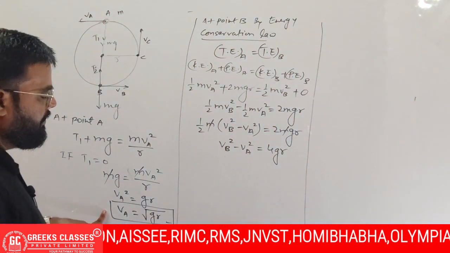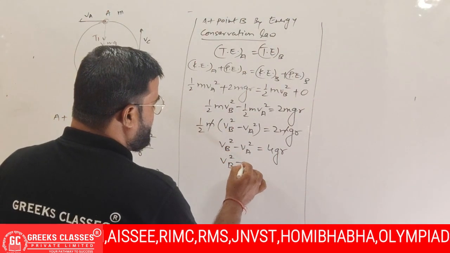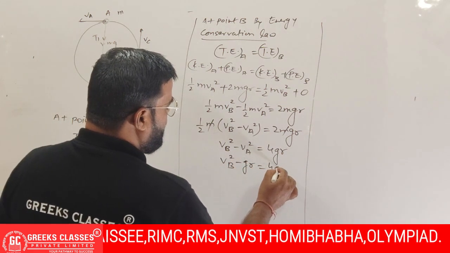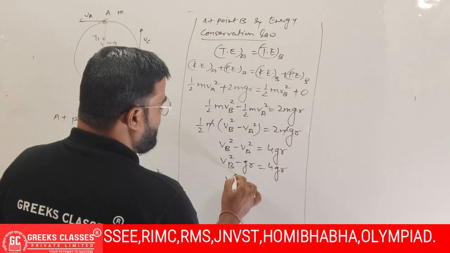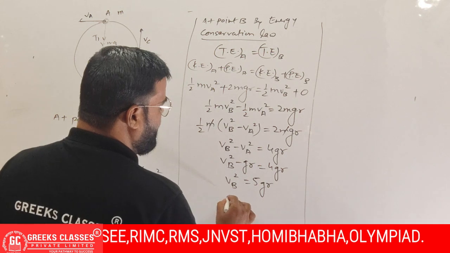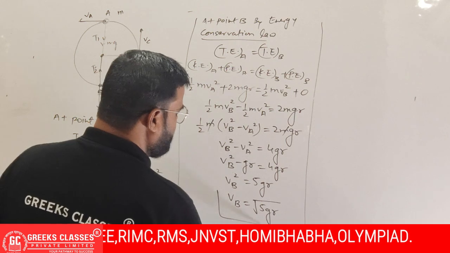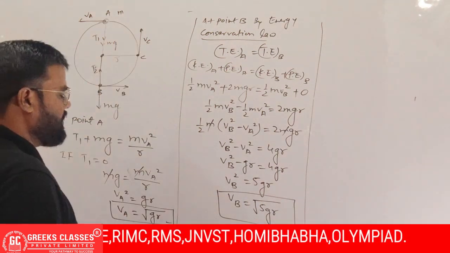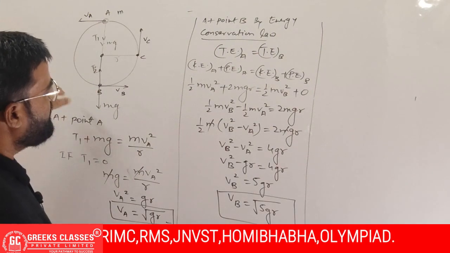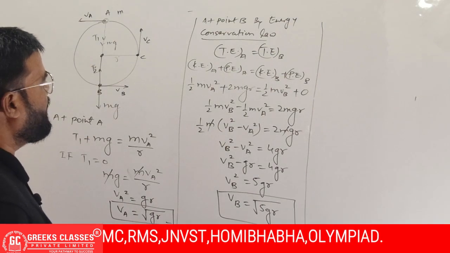Now see here, what is VA? VA is root under gr. Then the square of root under gr will be VB square minus gr equal to 4gr. So VB square equal to gr added to 4gr, and it will be 5gr. So VB equal to root under 5gr. This is the minimum velocity required by the object at point B to continue its motion on this vertical circular track. Similarly, we can find the velocity at the midpoint C.